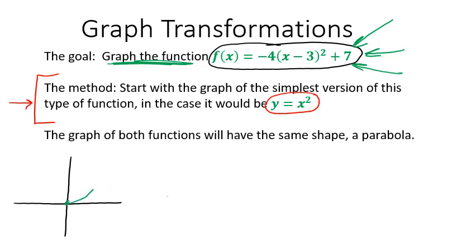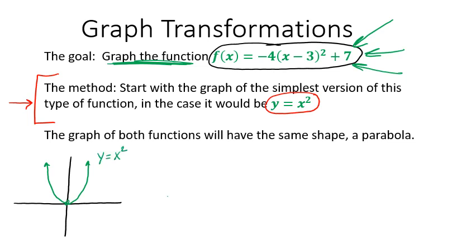It's a parabola, so it goes up, up. I didn't draw it exactly symmetric, but it should look symmetric. So maybe I'll make it look a little better. Yeah, hard to make it look perfect, but something like that. All right, so this is the graph of y equals x squared.